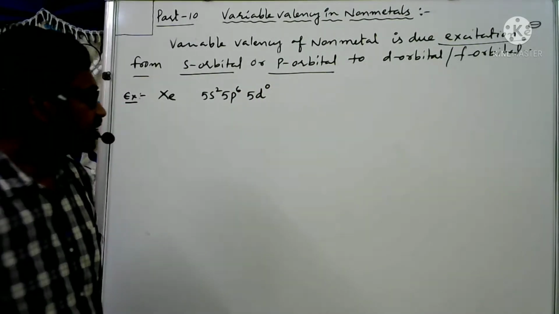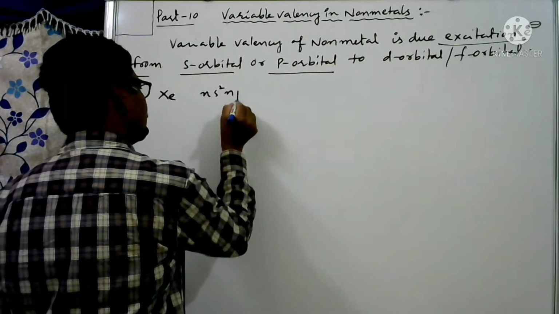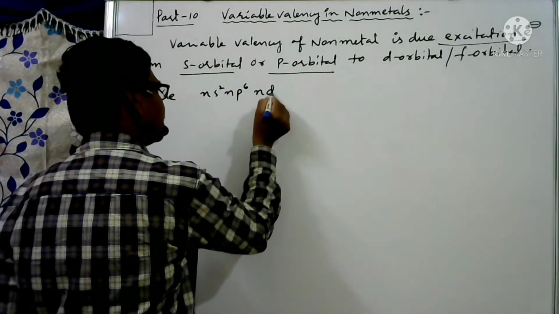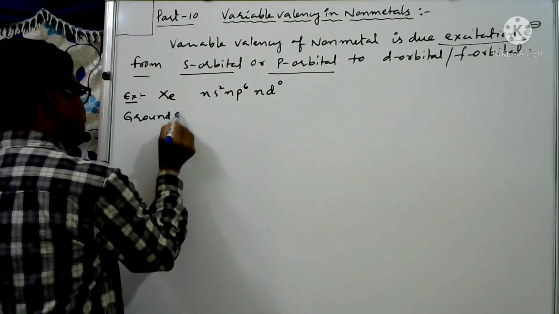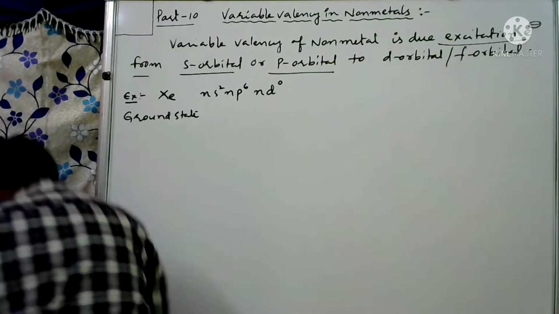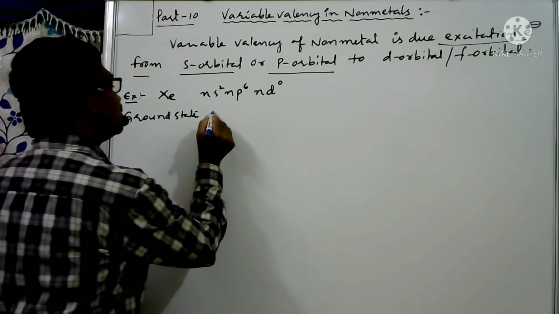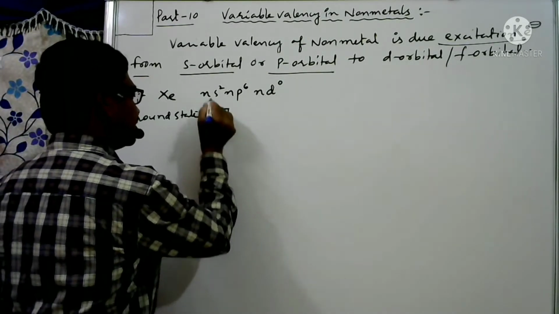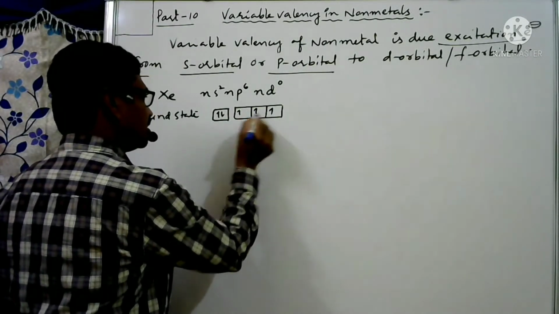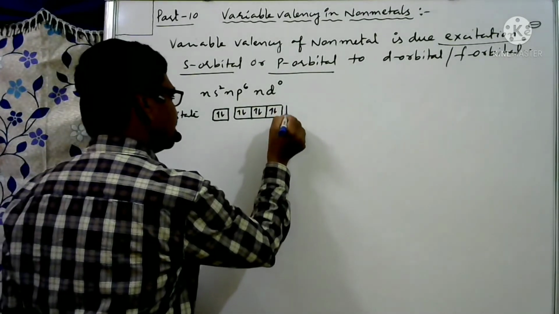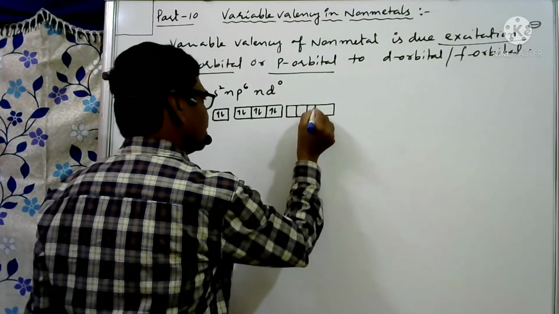Otherwise, for inert gases we can write ns2, np6, the octet configuration. Here nd0. So this is the ground state configuration. First I am taking the ground state. In the ground state, we can write 2 electrons here in the s orbital. This is the p orbital: 1, 2, 3, 4, 5, 6. Here the d orbital is vacant now. The d orbital is vacant. See here, this is the ground state.